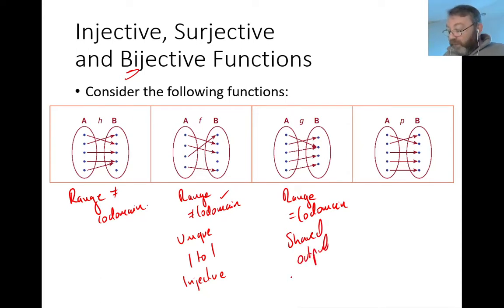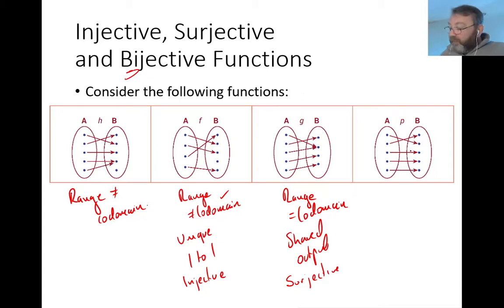That means that we're dealing with a surjective function. Now, the way I remember it is the word surjective begins with S and shared begins with S, okay? So if they're all used up in your codomain, in other words, if the range and the codomain are the same, and there's any elements of your range that are shared with two or more elements from your domain, then it is definitely a surjective function.